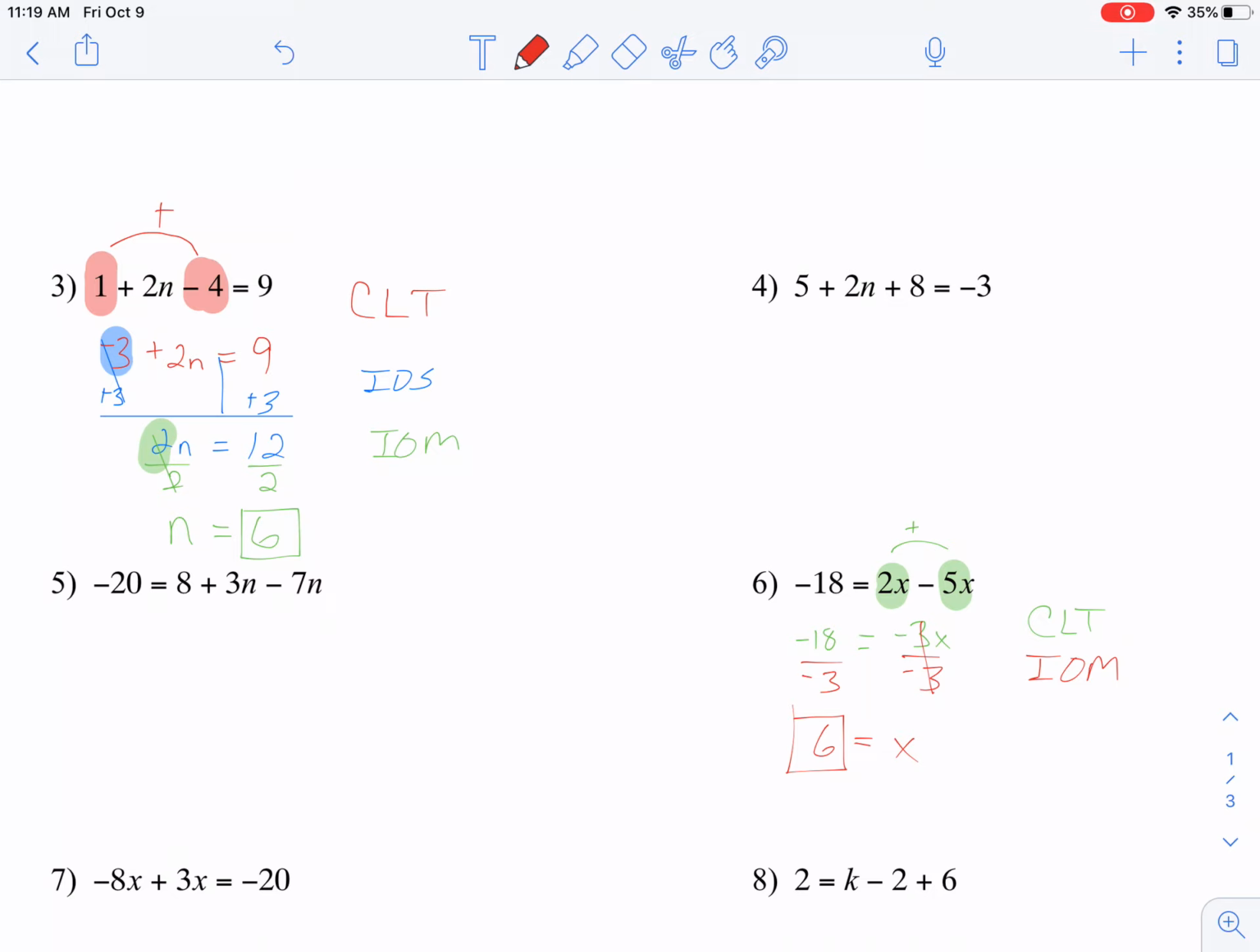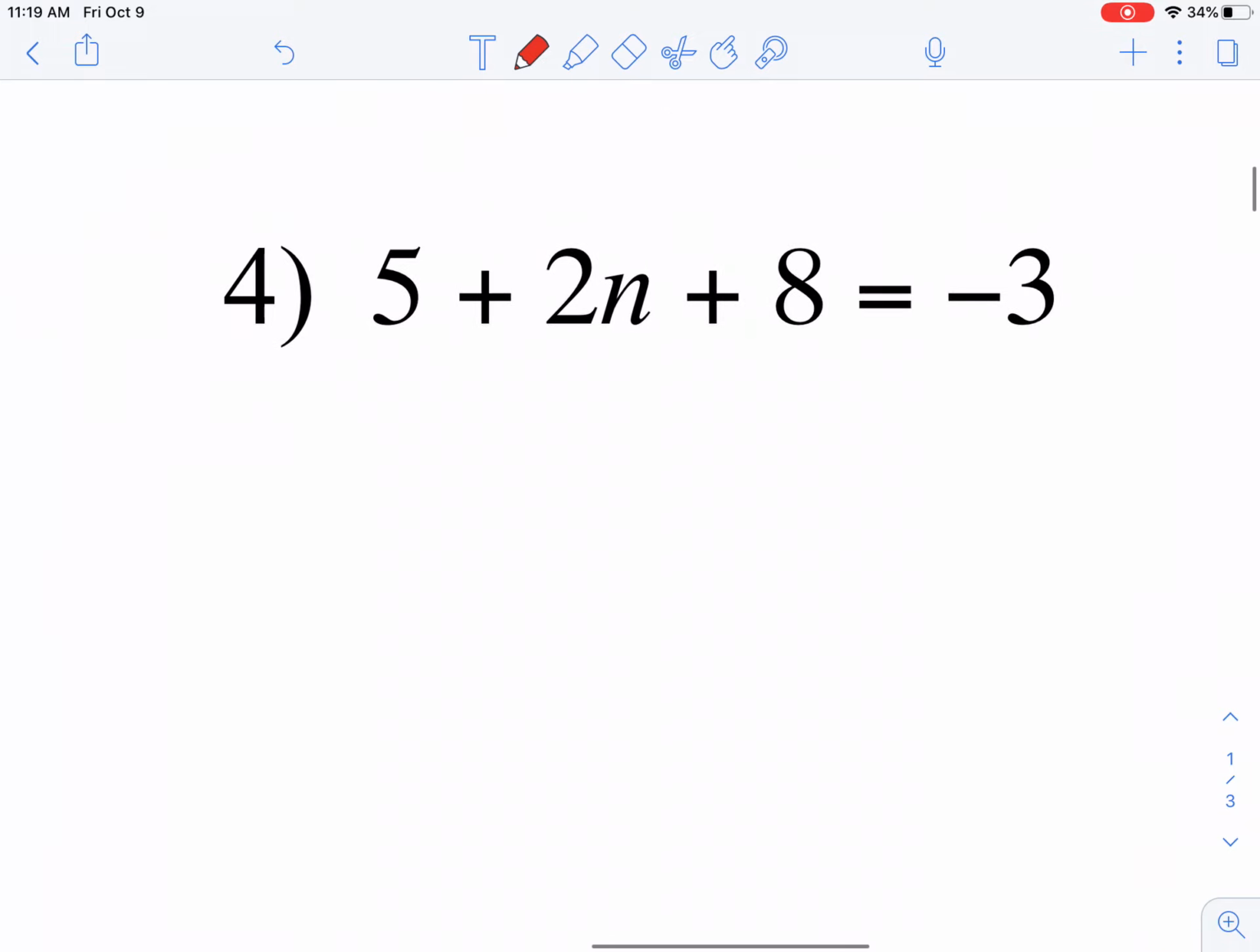I cannot combine, like on the problem 4 here, I cannot combine these two. They're different from each other. I can combine 5 and 8, but I cannot combine either one of those numbers with the 2n because it has the letter attached to it. And again, I only do combining like terms on one side of the problem.